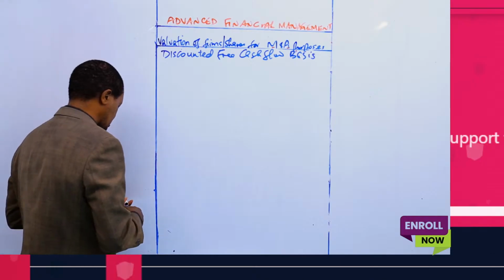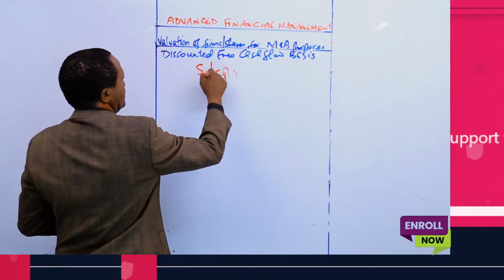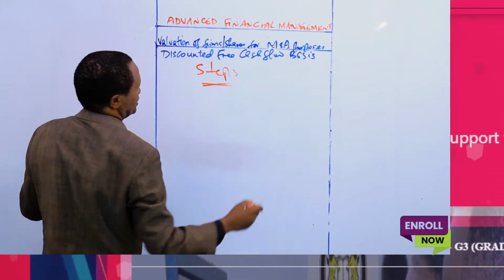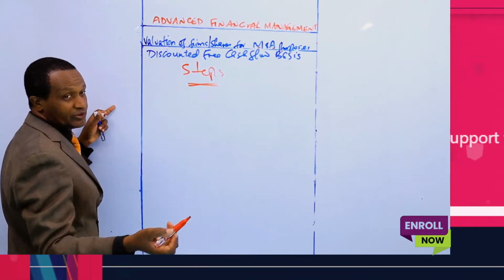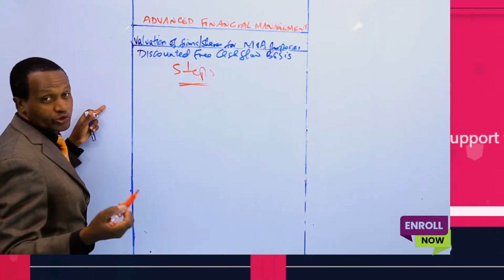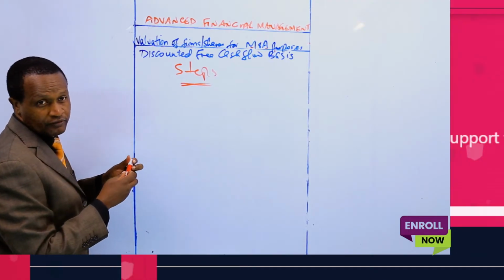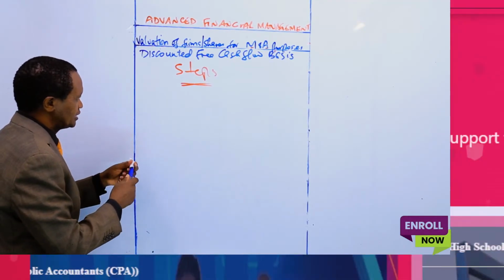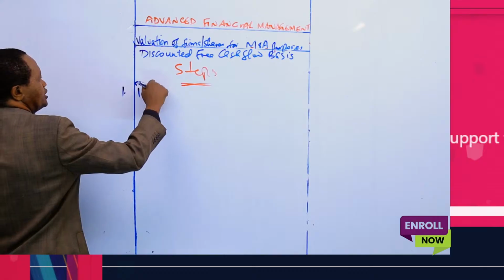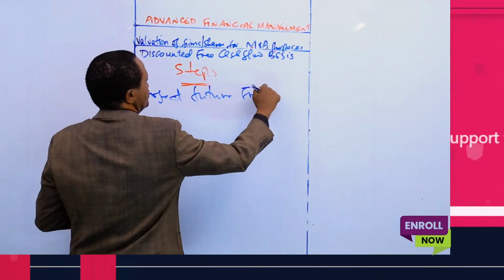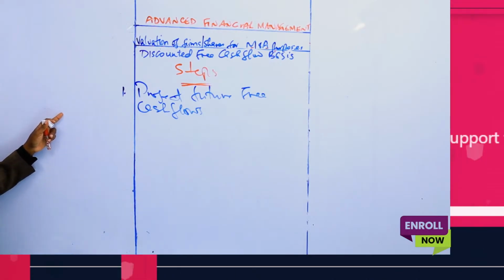First of all, let's analyze the steps. If you are to value a target company for the purposes of acquiring it or merging with another company, how do you go about it? The first step is to project free cash flows. 1. Project future free cash flows.